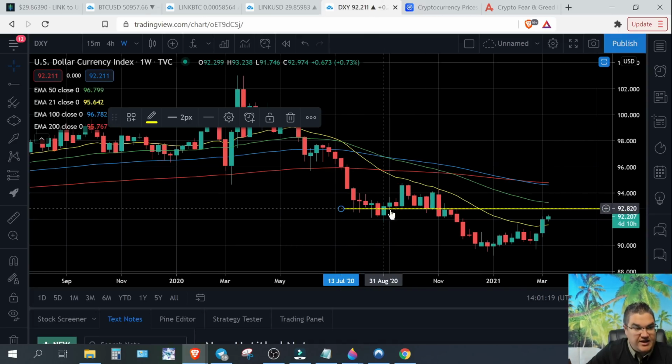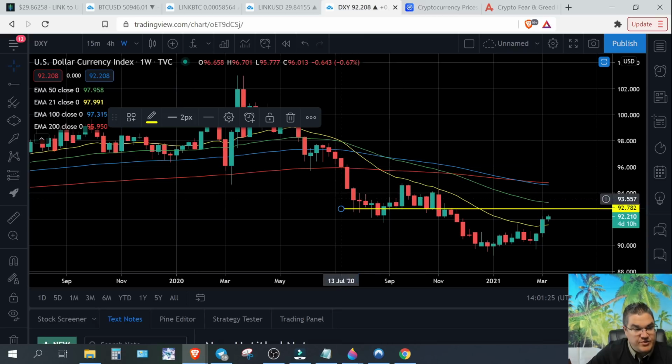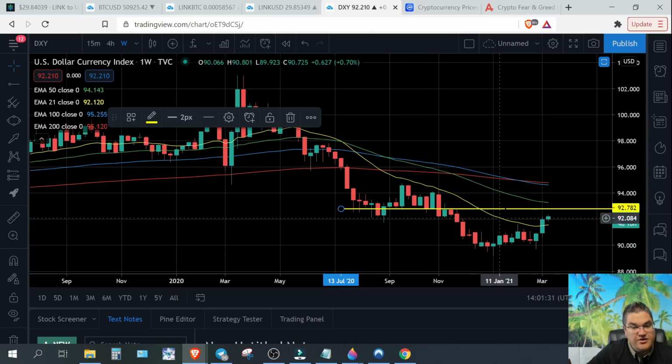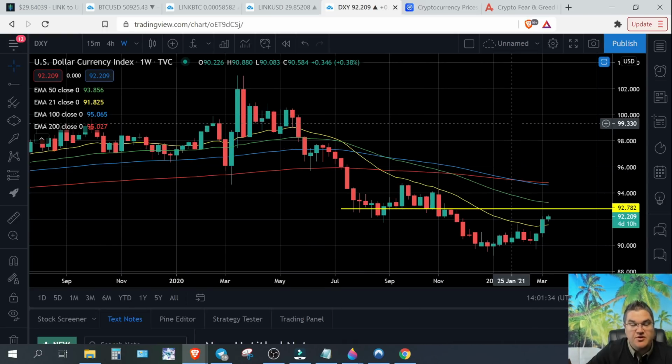You can see we had a lot of interaction back in there. This was months and months of playing with this. These are weekly charts, so about 3 months of interaction with kind of holding that as support before breaking it. So macro trend, that's what we look for.